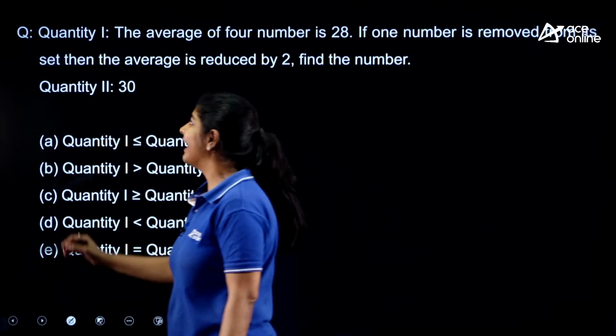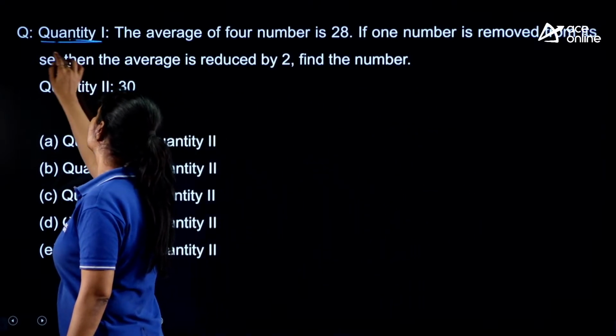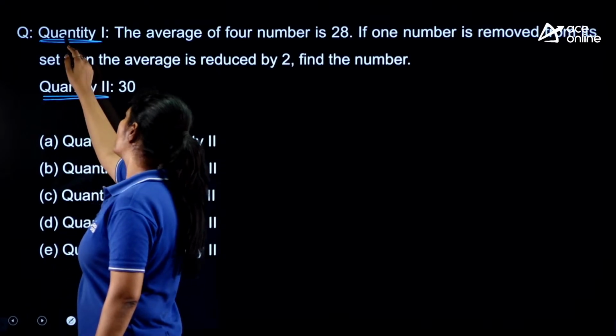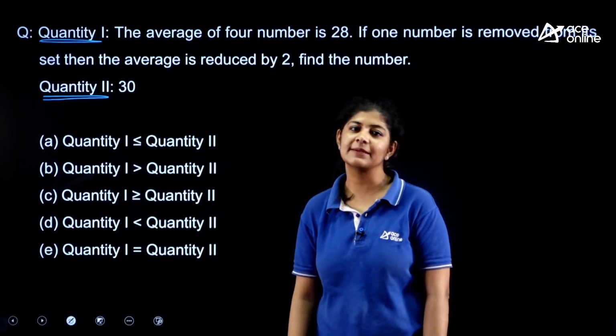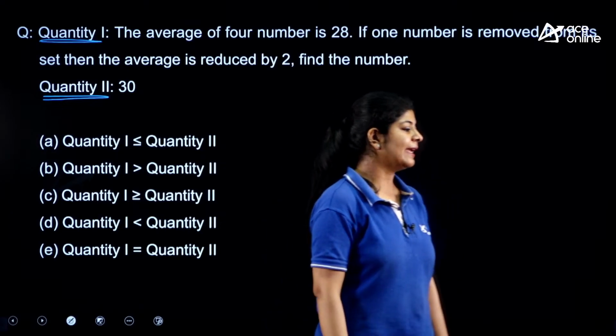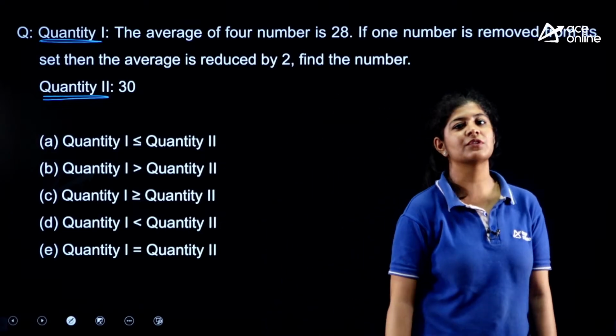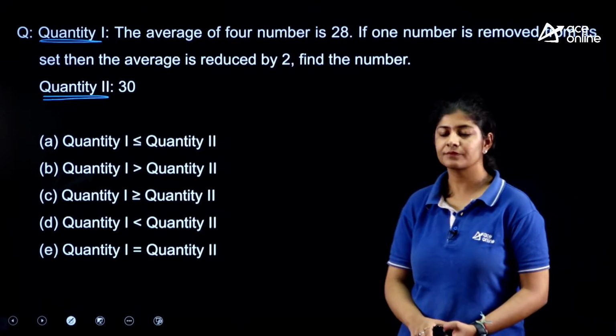What we have to do, we have to compare these two quantities. We are having quantity number 1 and quantity number 2. We just simply need to compare that, and accordingly I have to select my option.